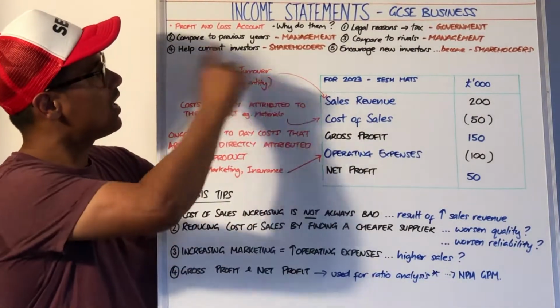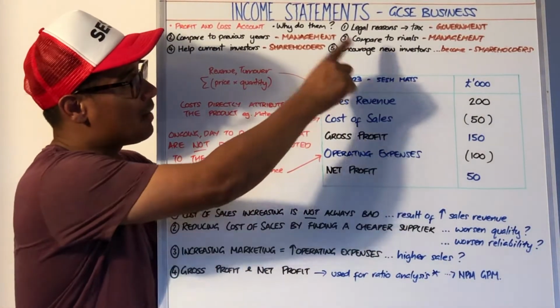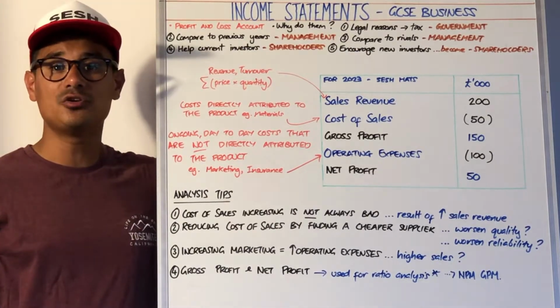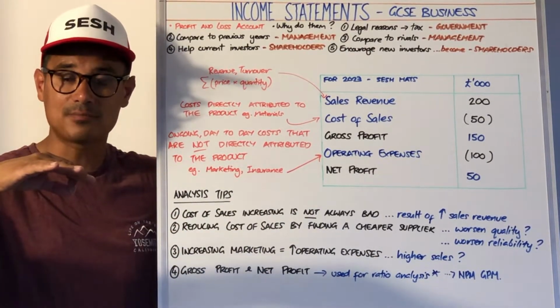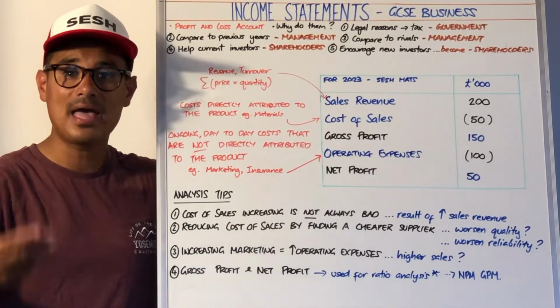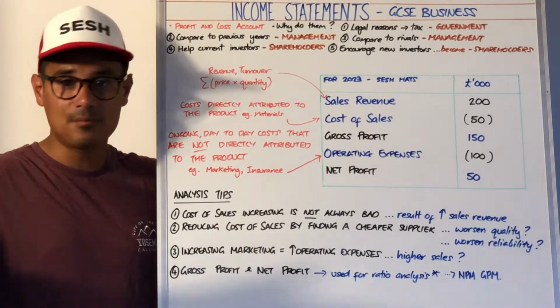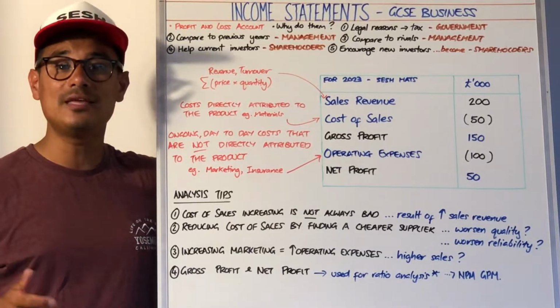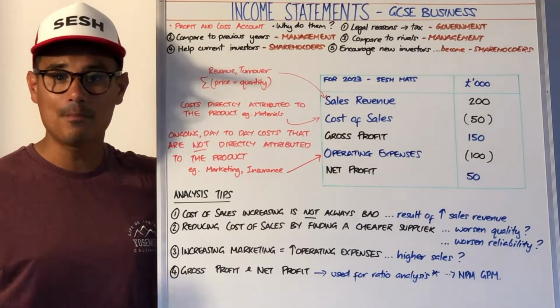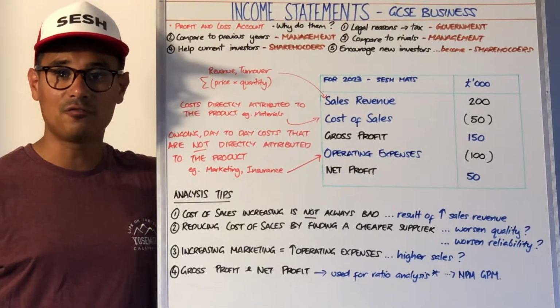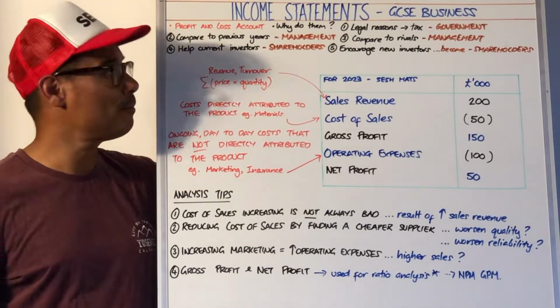So management would care about previous years, and they'd also care about the rivals to the business. From the manager's perspective, you might want to look at your company and then compare to other businesses, other companies within the industry that you operate in. Are you above average? Are you below average? Are you the best there is in terms of profits? And that's useful information for managers.